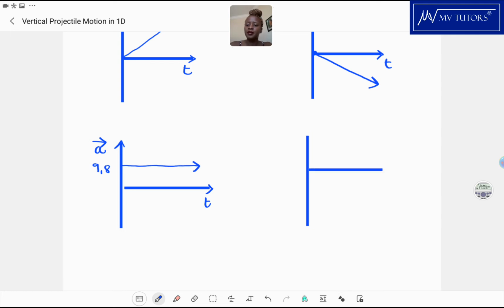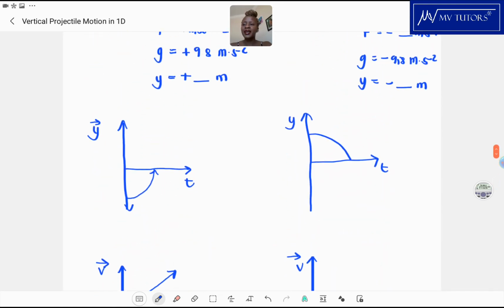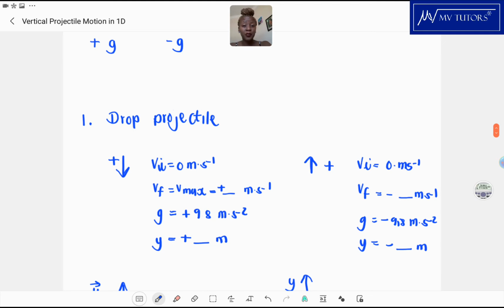you'll have negative 9.8. Yeah, so that is how you would relate with a dropping of a projectile. Remember, when you drop a projectile, the only force acting on it is gravitational acceleration. You decide if downwards is positive or upwards is positive. Once you've decided, stick to your decision.